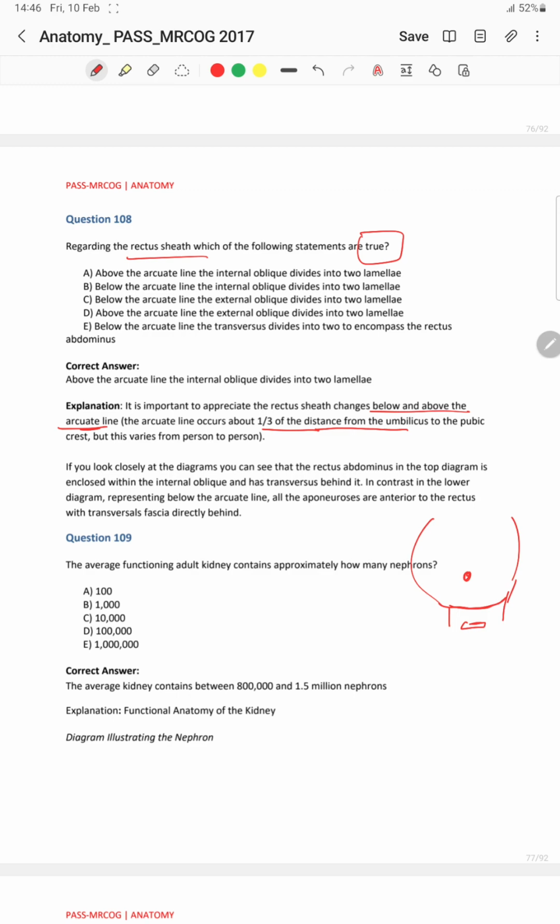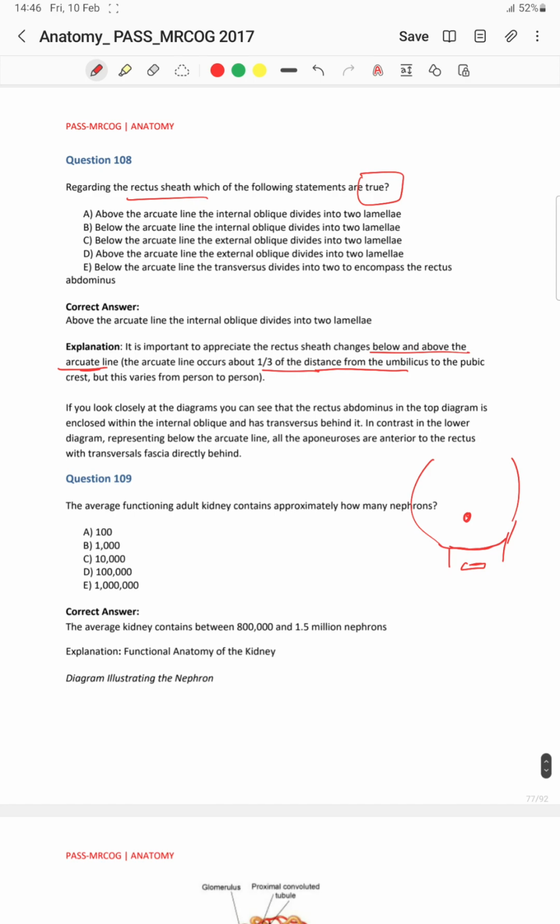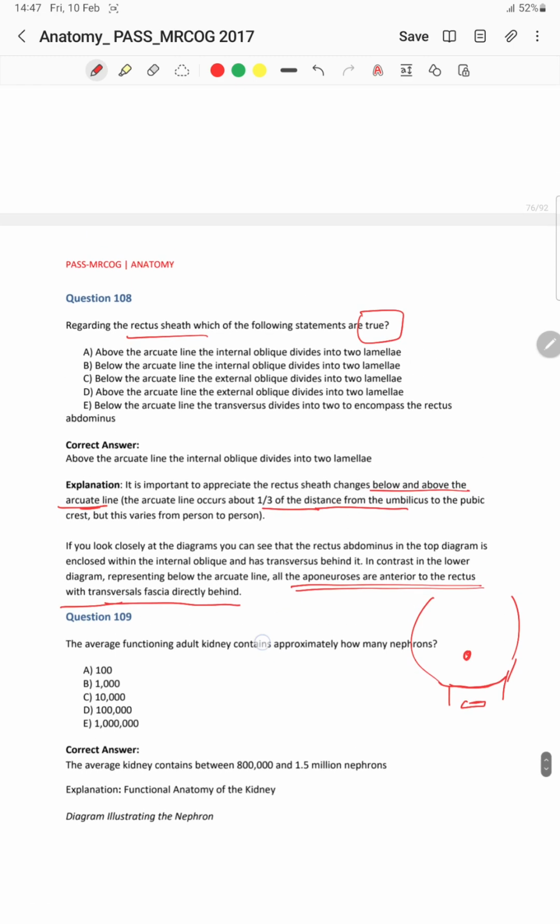If you look closer at the arcuate line, above it the rectus abdominis is enclosed by the internal oblique aponeurosis, with the transversus behind. In contrast, below the arcuate line, all the aponeuroses are anterior to the rectus.